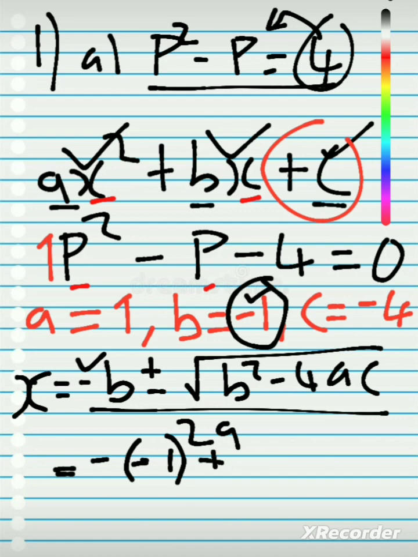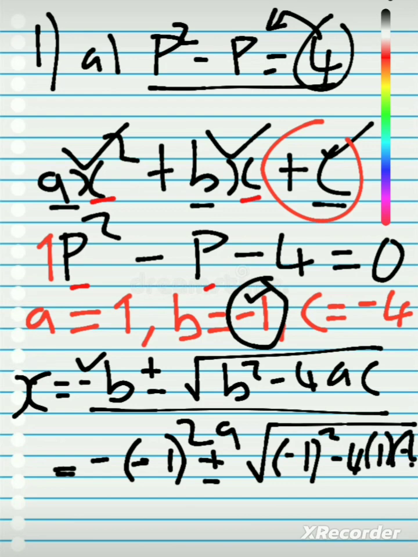Plus or minus the square root of, what's our b? It's negative 1 squared, minus 4. What is our a? It's 1. What's our c? It's negative 4. We put it there, we have run out of space, over 2 times a. What's our a? Our a is 1. So from here you go to the next step.